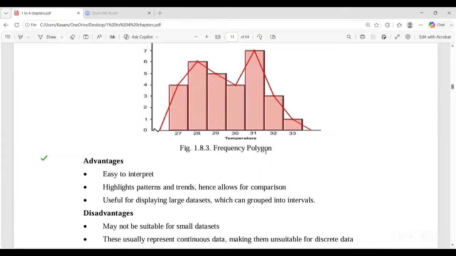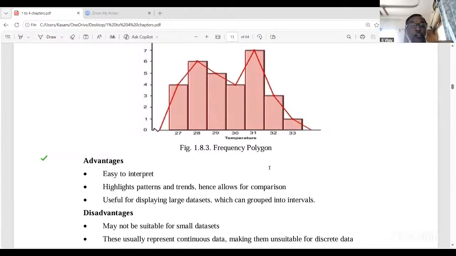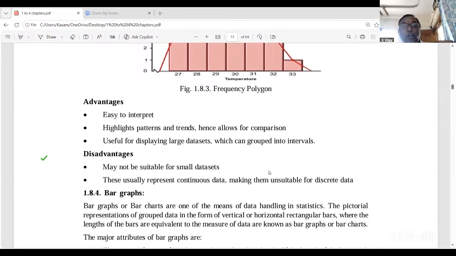So the next advantage is to interpret and highlight the patterns and trends, hence the allocation comparison, useful for displaying a large database which can be grouped into intervals; it may not be suitable for small data.